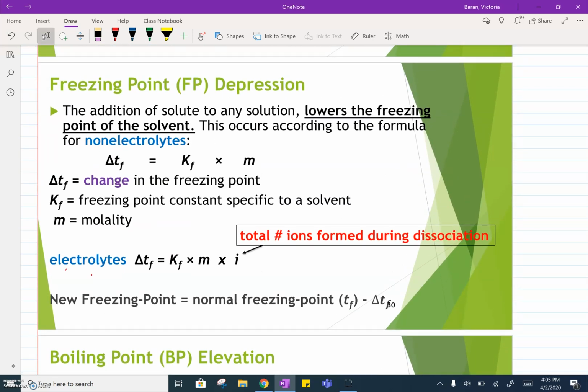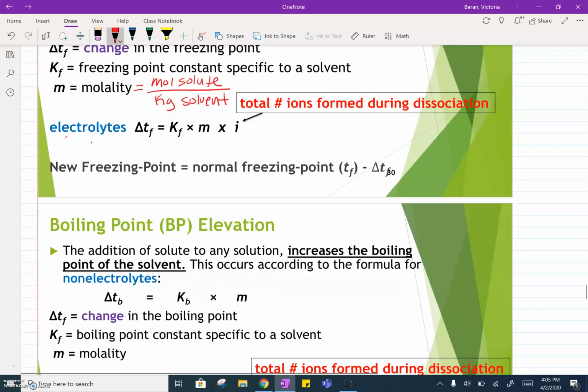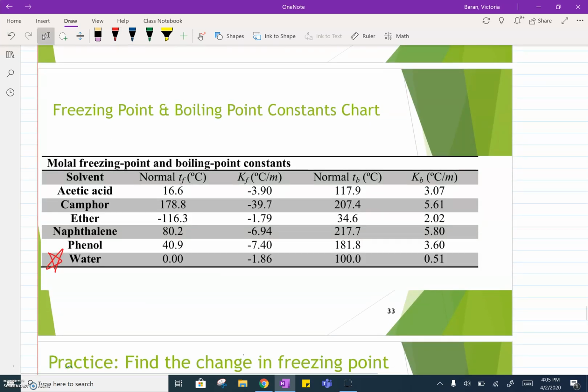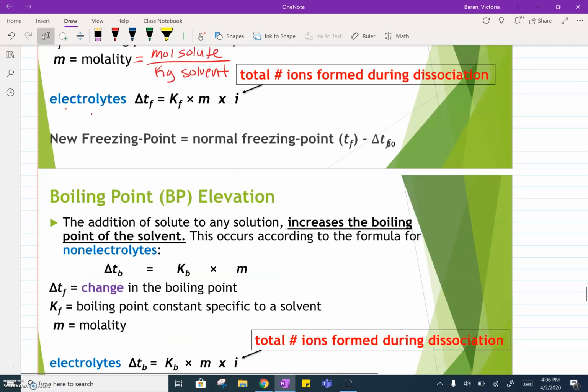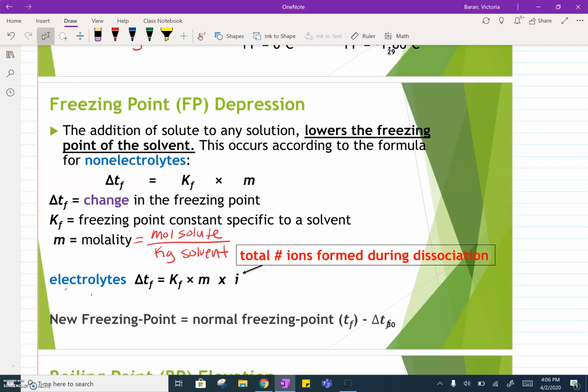And then you have, of course, the little m, which is molality. Don't forget molality is calculated by doing the moles of the solute divided by kilograms of the solvent. And usually the solvent will be water. I do have a couple other examples here besides water that you can come across, but these would be your solvents. And usually the solvent is what you have more of, and the solute is what you have less of.